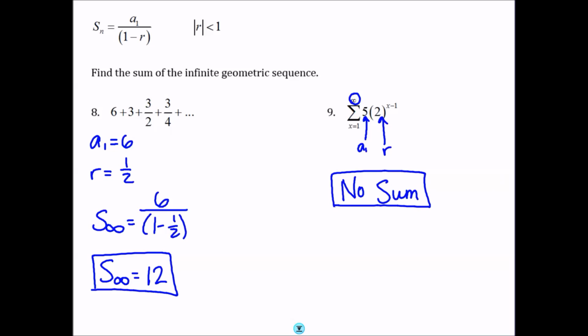This is because if you start with 5 and you keep multiplying by 2, you're just going to get bigger and bigger numbers. So if you tried to add an infinite list of increasingly large numbers, you're not going to be able to do it. But when our ratio was 1/2, the numbers are getting smaller and smaller, so you can actually find a sum.